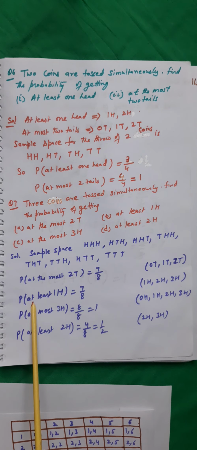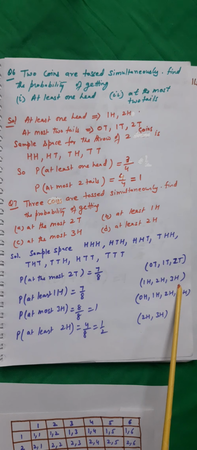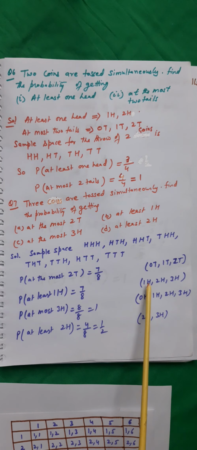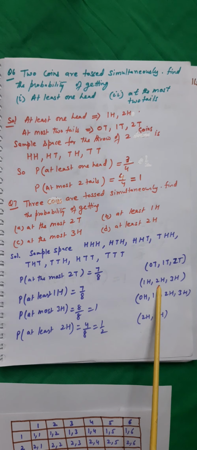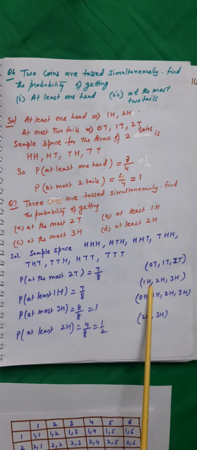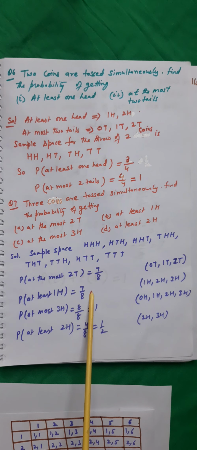Probability of getting at least one head. At least one head means minimum one head. So maximum can be up to 3. So favorable are 1 head, 2 head and 3 head. From here count all these things: 1 head, 2 head, 3 head. 0 head is not to be taken. So just subtract that. 7 are favorable. So the probability here will be 7 upon 8.